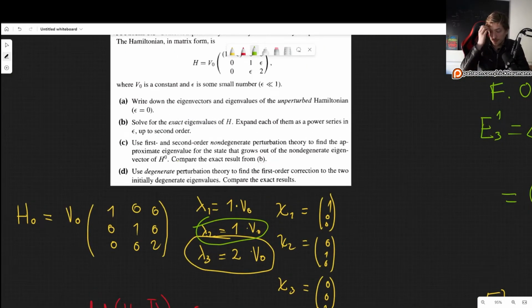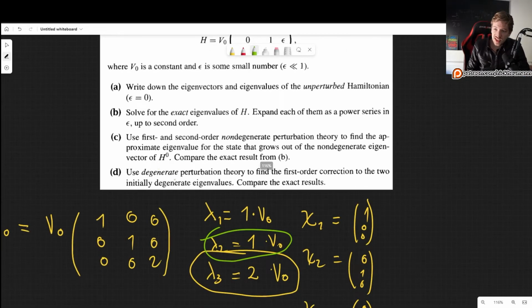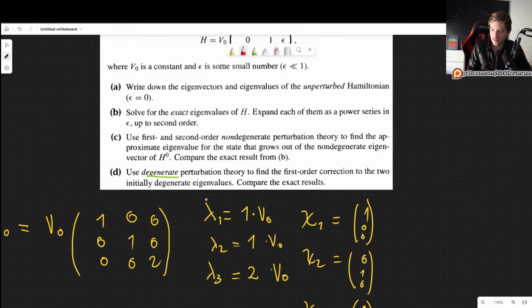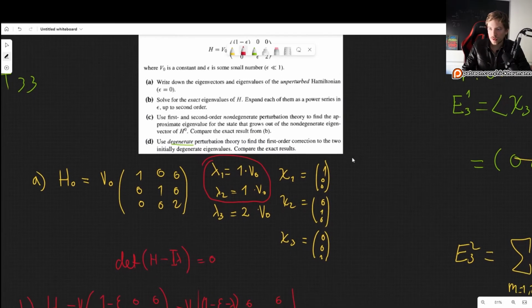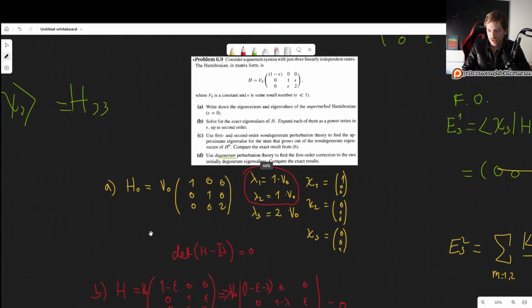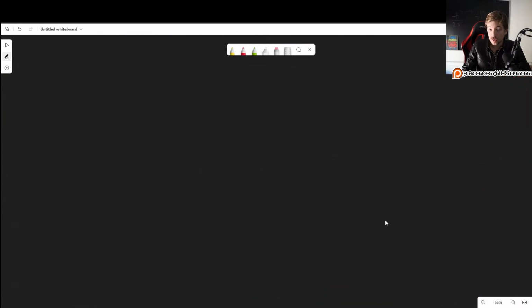Now, finally, let's go for part D. So we want to use degenerate perturbation theory, this time, to find the first order correction to the two initially degenerate eigenvalues, which were, of course, lambda 2 and lambda 1, these ones right there. And we want to compare with the exact results that we found in part B. So how do we apply degenerate perturbation theory?